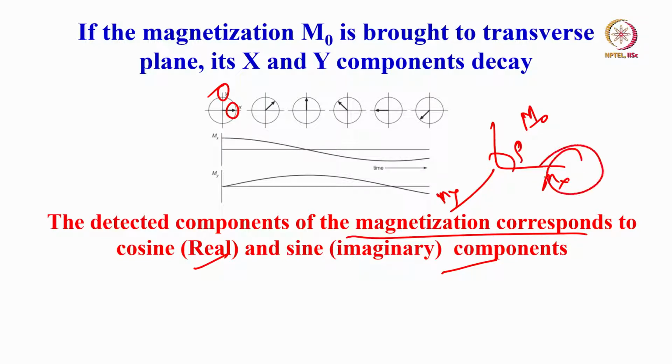If I have my receiver here, I get a real component here. Then this is phase shifted by 90 degrees. This signal will be a dispersive signal.